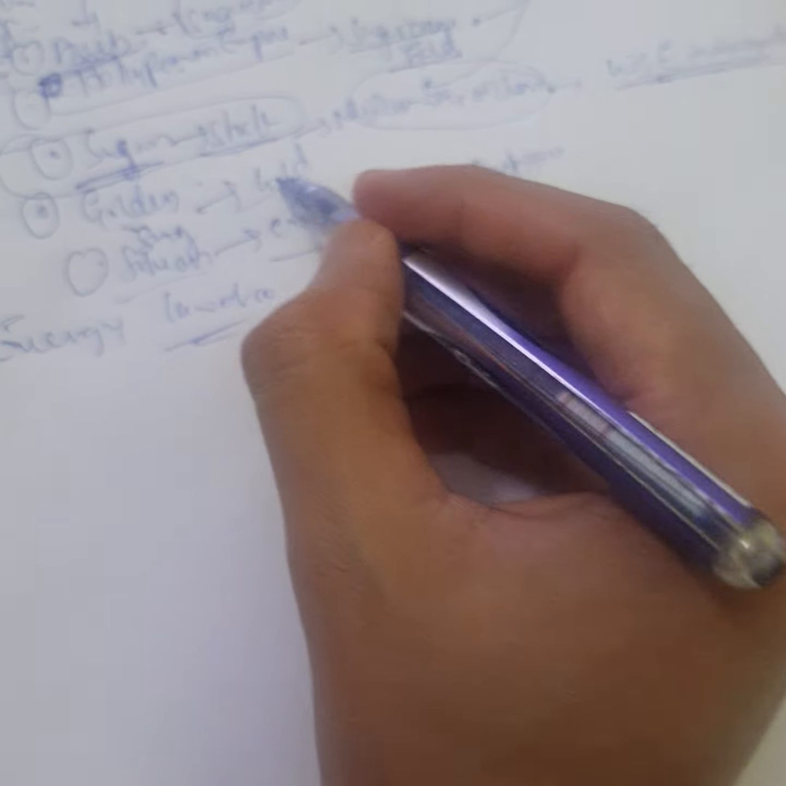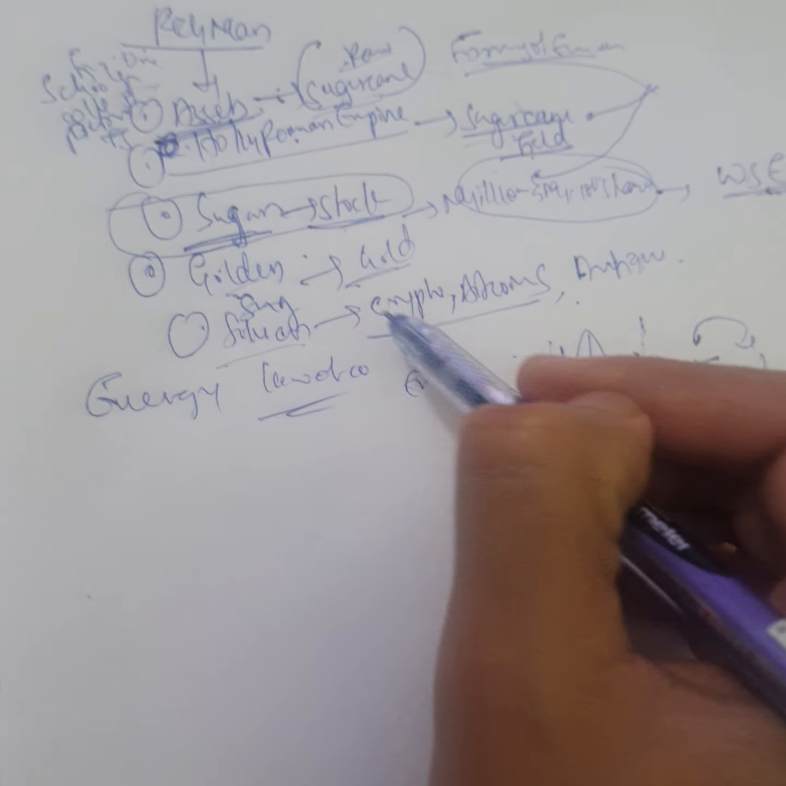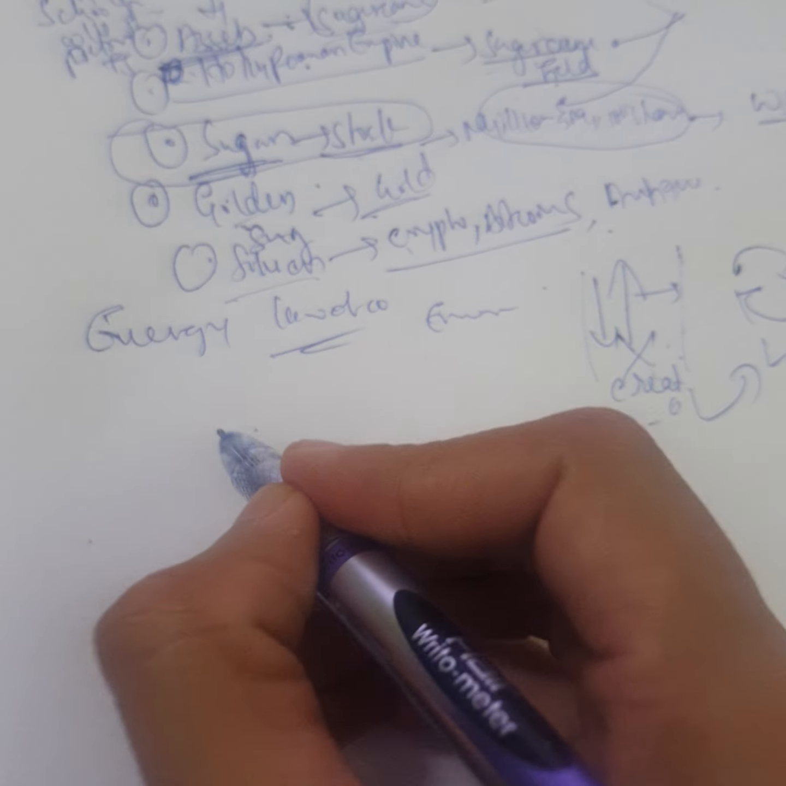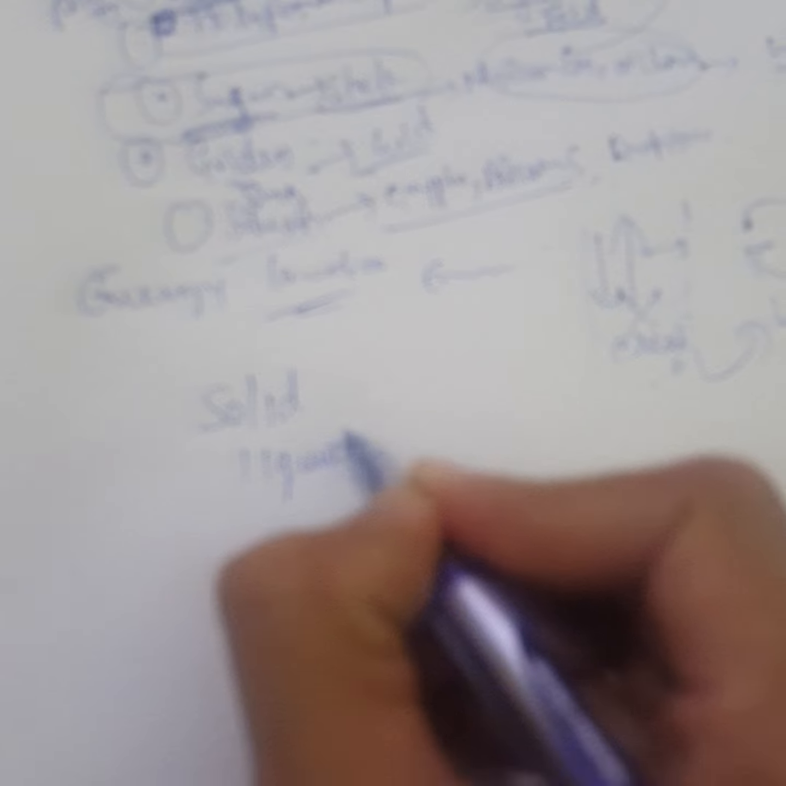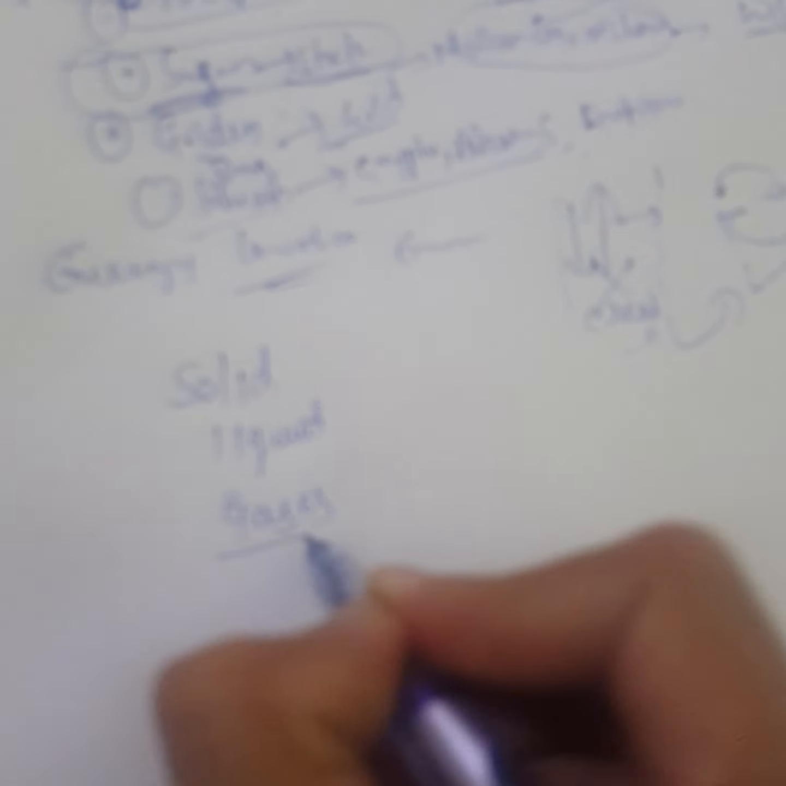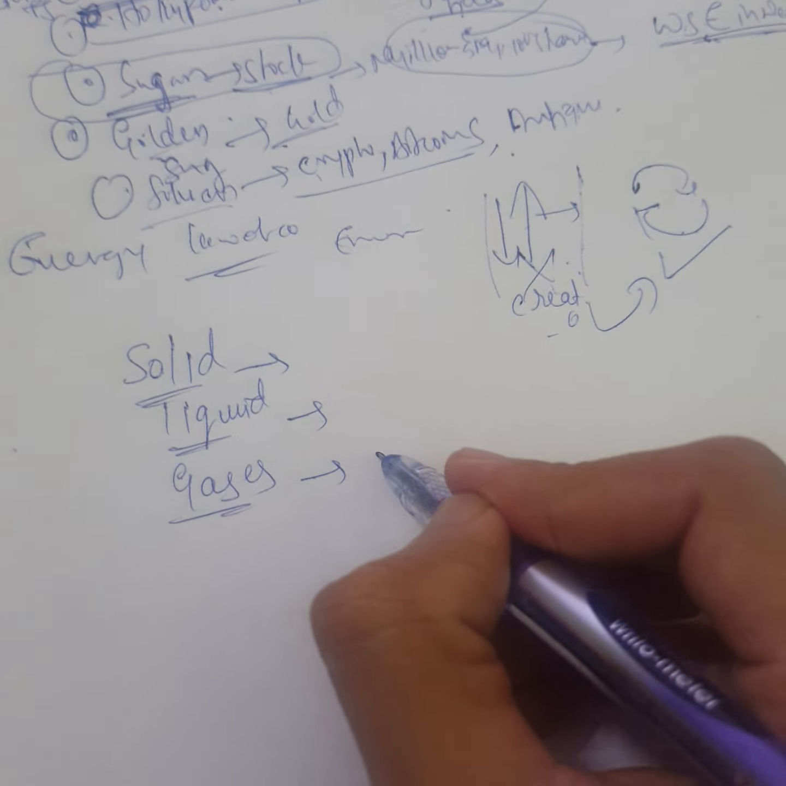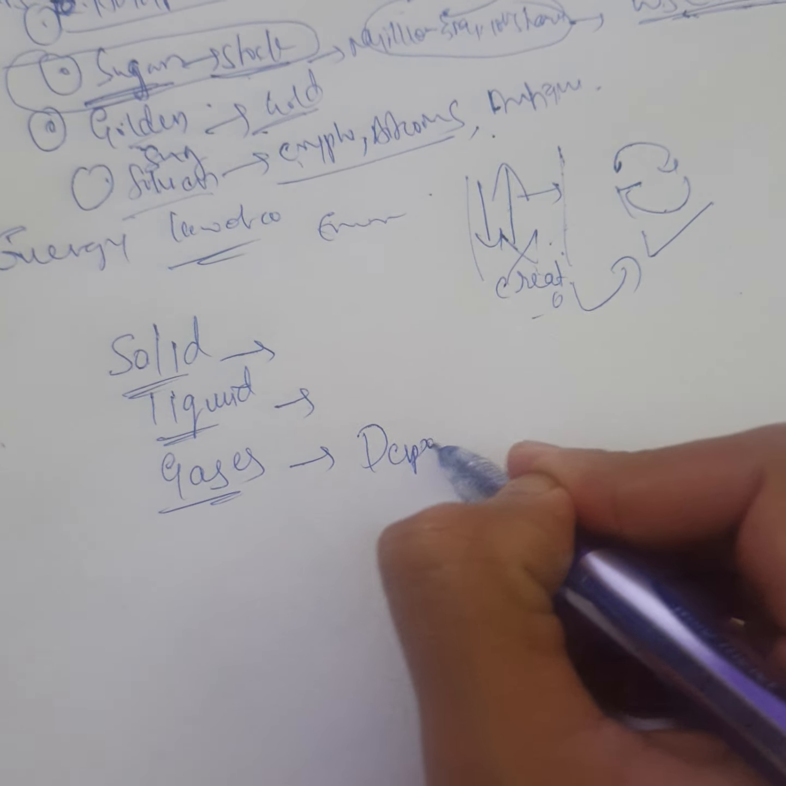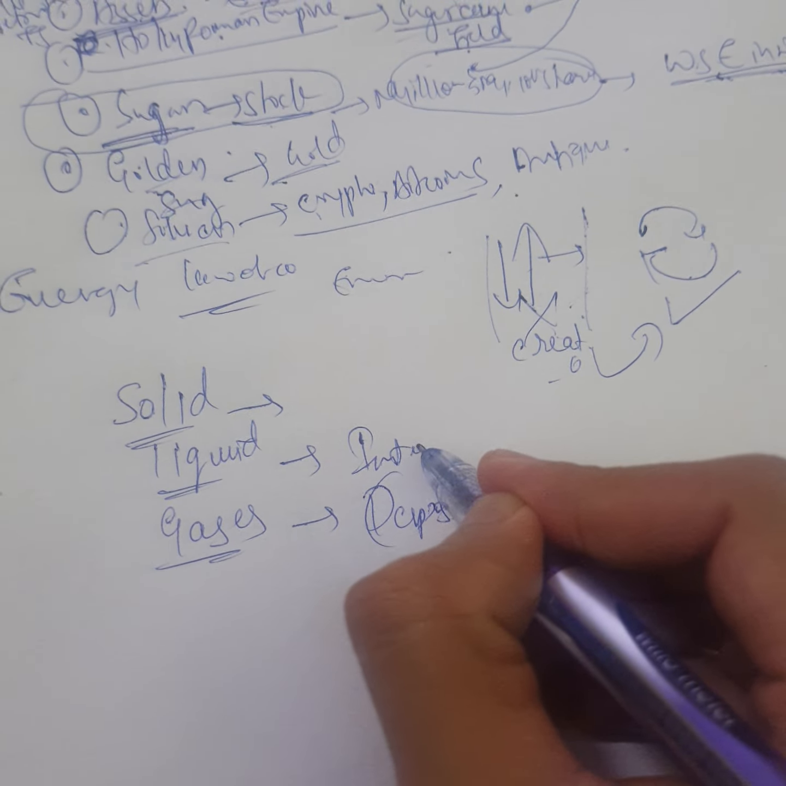Remember how gold can be dissolved. Okay, remember solid, liquid, gases. You need to understand solid, liquid, and gases. What is a solid, what is a liquid, and what is gases? Gases means deposits. Deposits inside the bank, that is going to be solid. The liquid is interest.